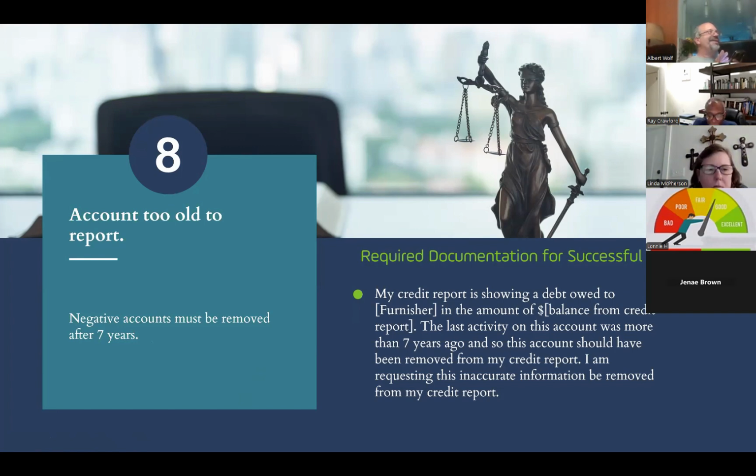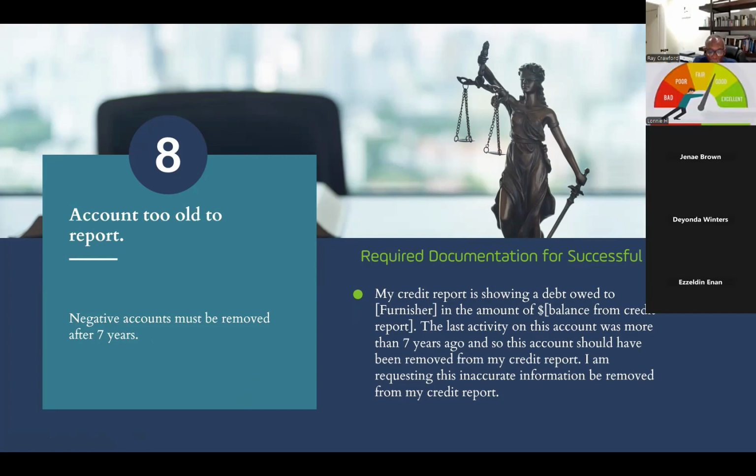So the negative accounts must be removed after 7 years. Obviously, if this one is 7 years old, you can actually have that removed.